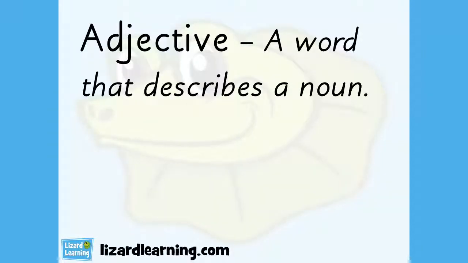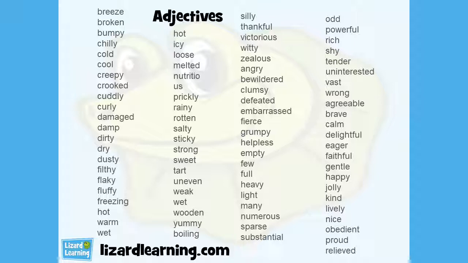As I just said, an adjective is a word that describes a noun in a sentence. As you can see, there are lots of examples of adjectives here that we use in our everyday language. Try and think about how you can use adjectives better when you're writing stories or sentences and try and describe things in more detail if possible.